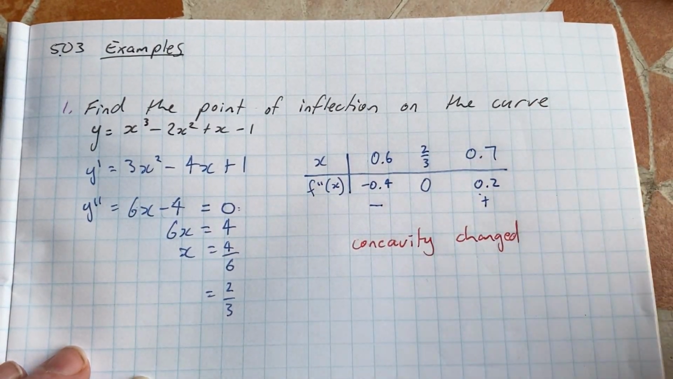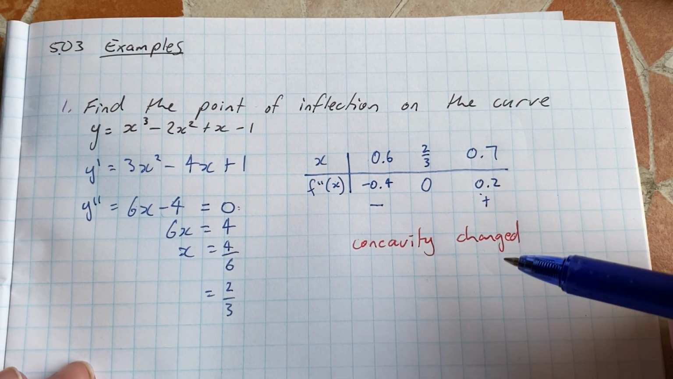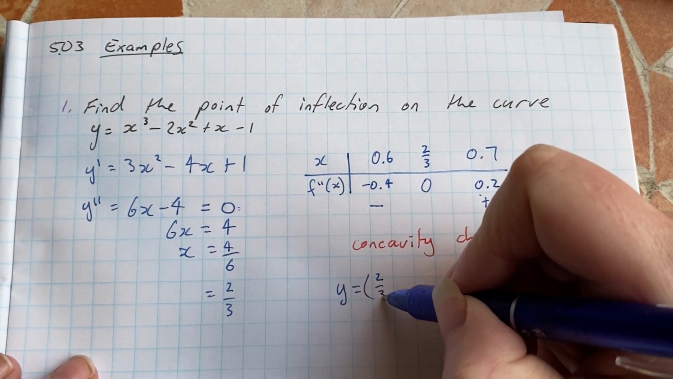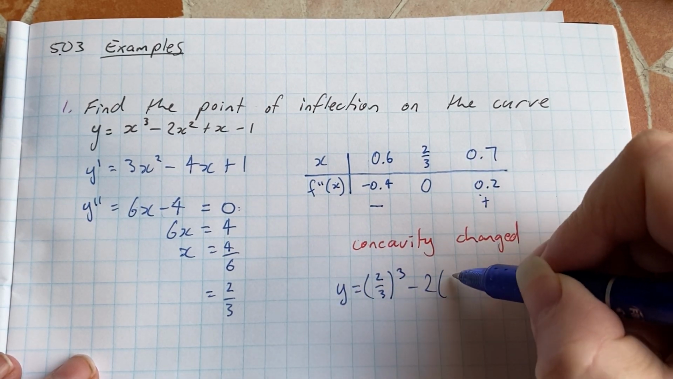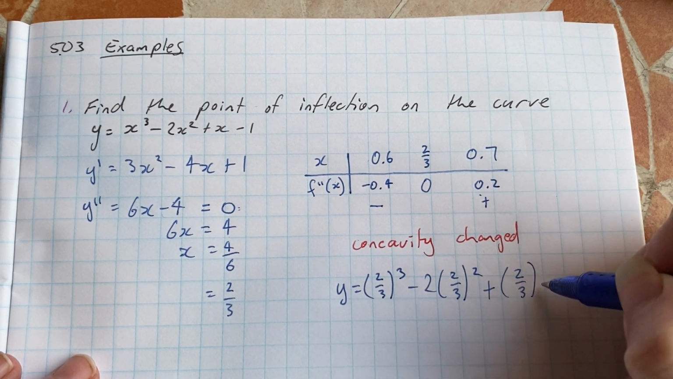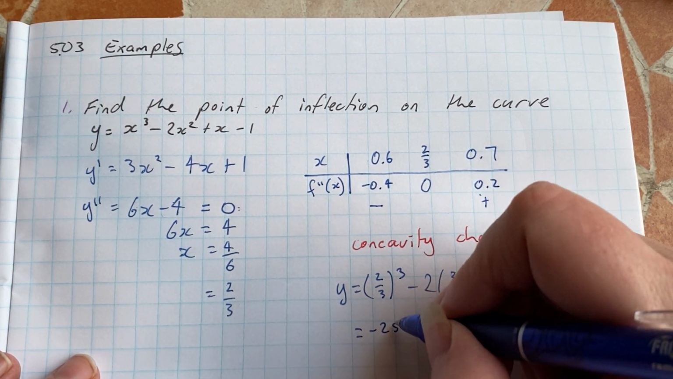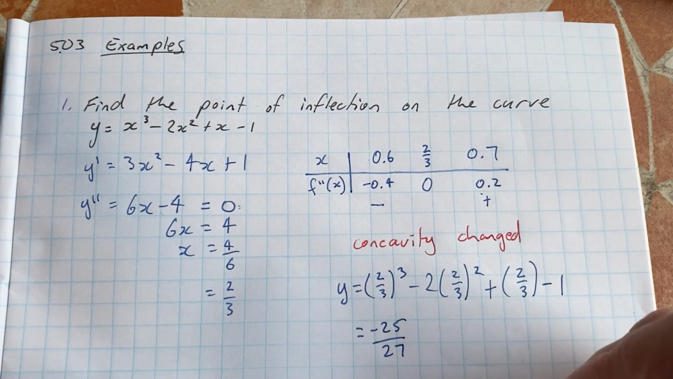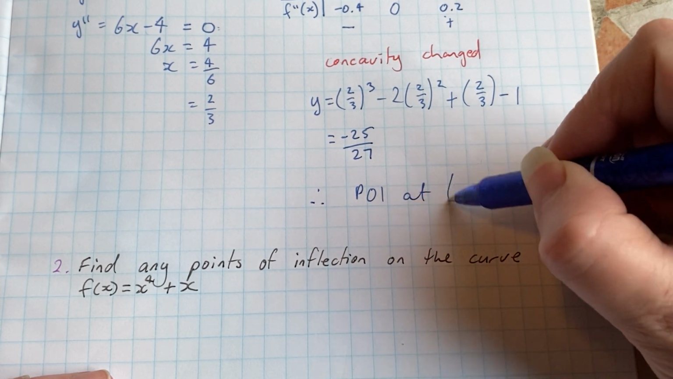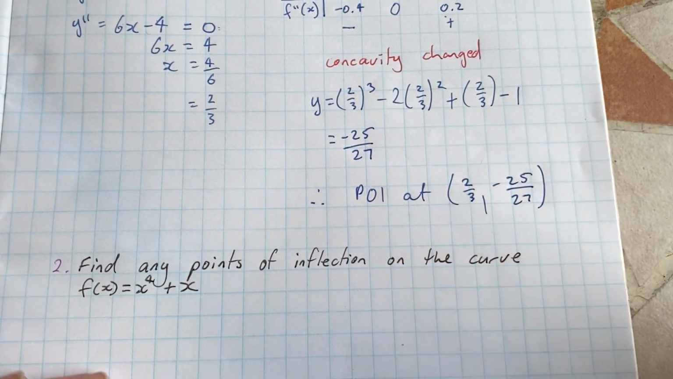Now, it's really important that we must also find the y coordinate. So we need to substitute x back into the original equation. So y equals 2/3 cubed minus 2 times 2/3 squared plus 2/3 minus 1. If you put that all into your calculator, you get negative 25 on 27. So therefore, POI at 2/3, negative 25 on 27.